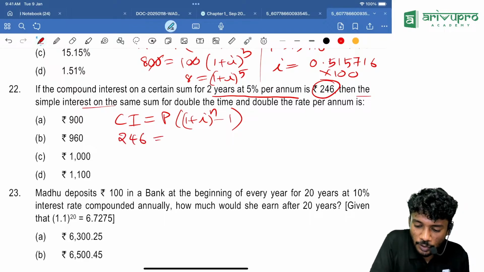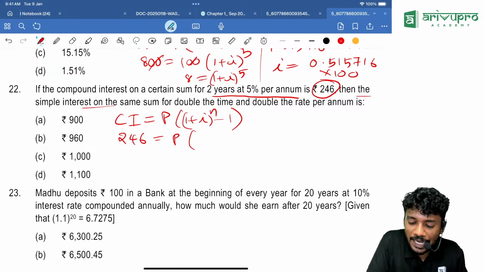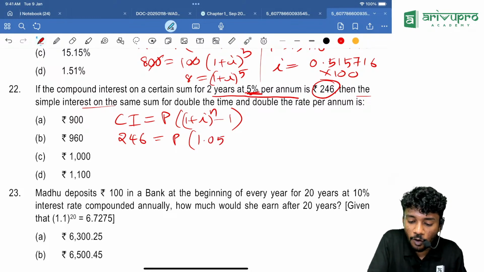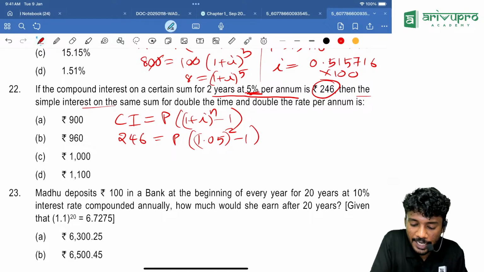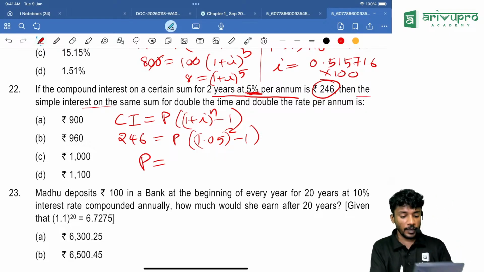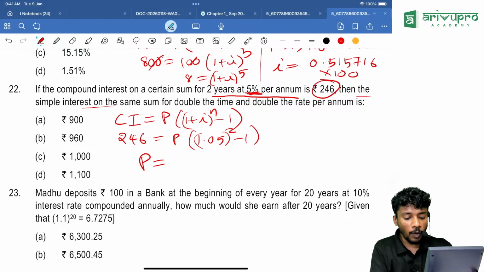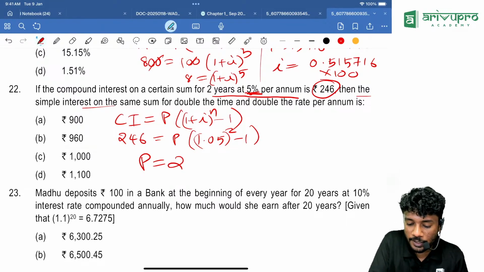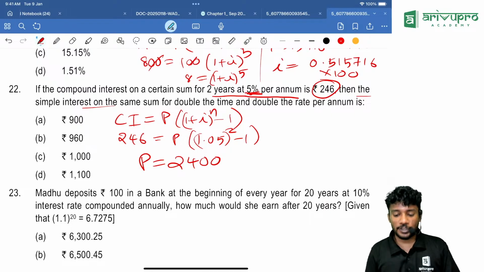CI is how much? 246, which is equal to P into ((1 plus I) the whole power n minus 1). I is how much? 5%. That means ((1.05) the whole power 2 minus 1). Can you find the value of P for me? Everyone take the calculator. First find 1.05 into equal to, minus 1, divide equal to, multiply it with 246. You got it as 2400. Correct? P value is 2400.